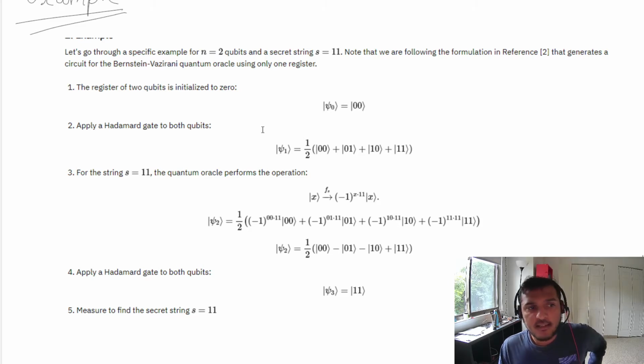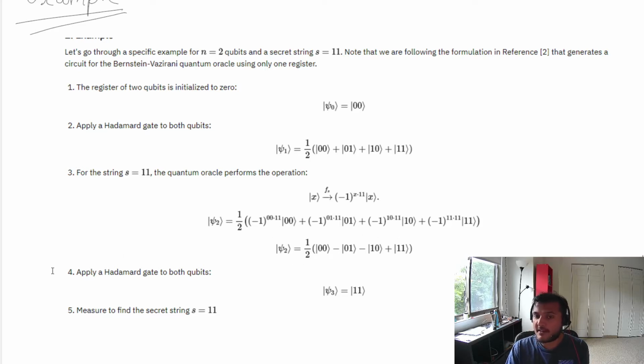Now, if you remember from the previous video, the way a quantum oracle works is it takes in the state x, and then it gives you (-1) to the x dot s times the state back, where s is your secret string, which here is 1, 1. So when we apply this operation to each of these four states, this is what we get.